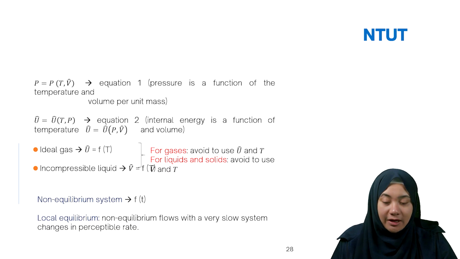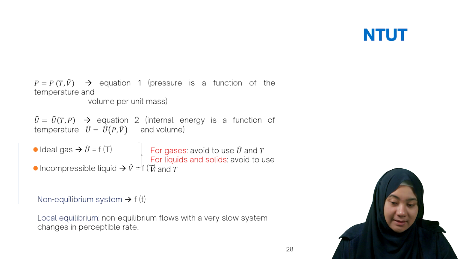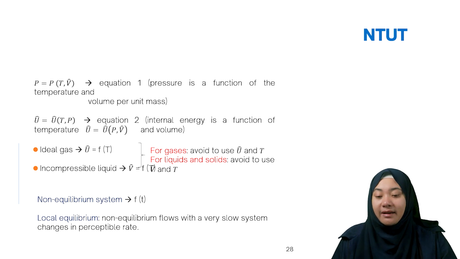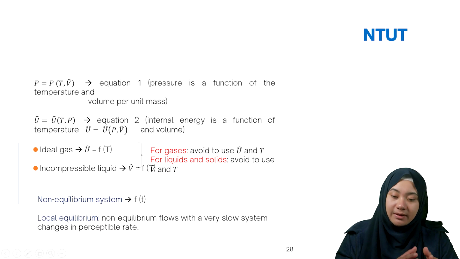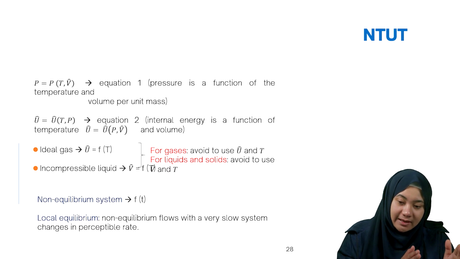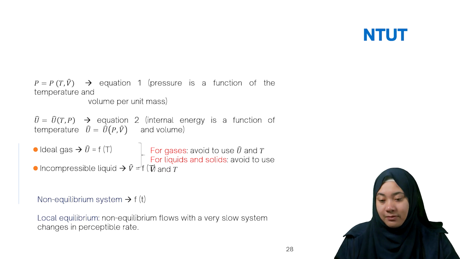So non-equilibrium systems are functions of the time. Of course, because they vary with time. And local equilibrium means non-equilibrium flows with a very slow system change at an imperceptible rate. So the change of the flow is very slow. We call this local equilibrium.